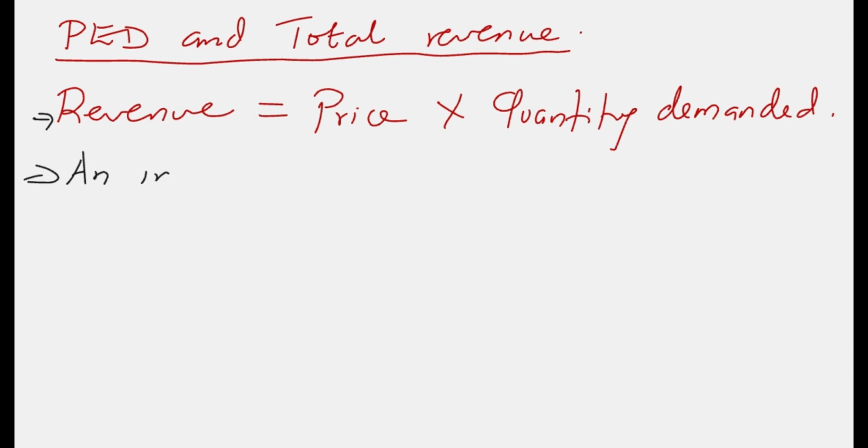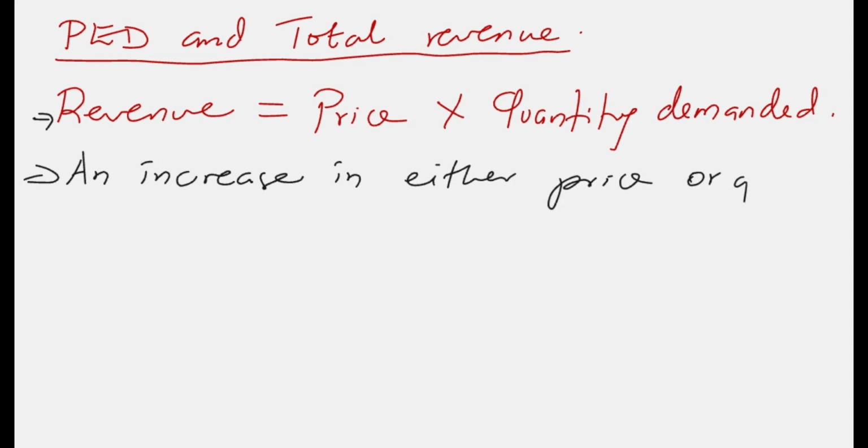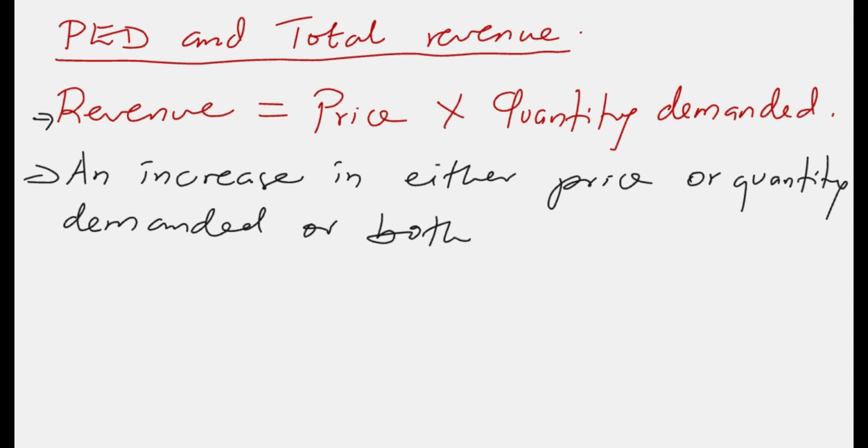So we say that if you increase either the price or the quantity demanded, which is our sales, or you increase both, then you're increasing sales revenue. That's why we are now trying to compare this with the PED. If your good has elastic PED, what should you change? Should you increase the price? Should you reduce the price?